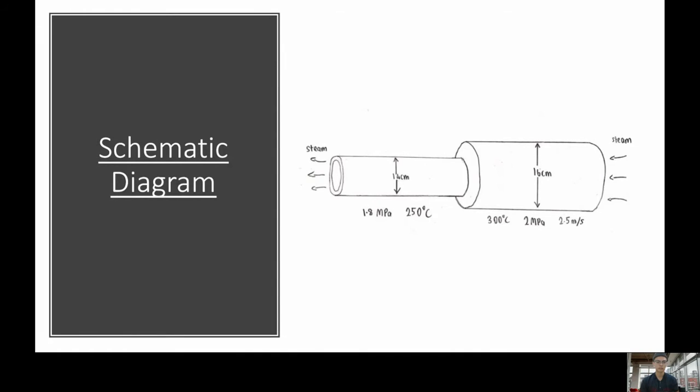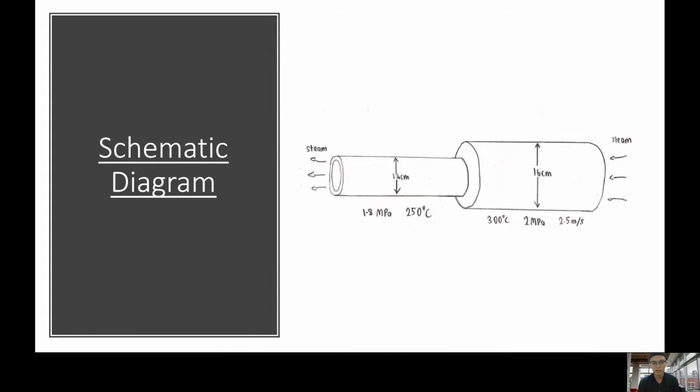Today I would like to present about the schematic diagram of the pipe and duct flow based on the question we had been given. So basically, the steam enters the larger horizontal pipe with an inlet diameter of 16 centimeter. The steam is moving at 2 megapascal and 300 degrees Celsius with a velocity of 2.5 meter per second.